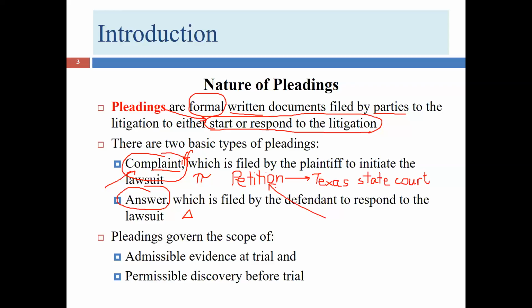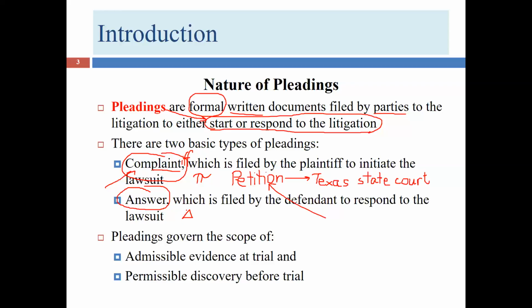Okay, the good news about answers is that we don't have a different name. We use the term answer in federal court, and we use the term answer in state court. There's a few more specifics about the Texas state court terminology that you'll learn when you get to Texas civil litigation, and I'm not going to, again, want to throw information that you don't need at you right now, but there is a little bit more to it than what I'm saying. But for the purpose of our discussion, we call both documents an answer.